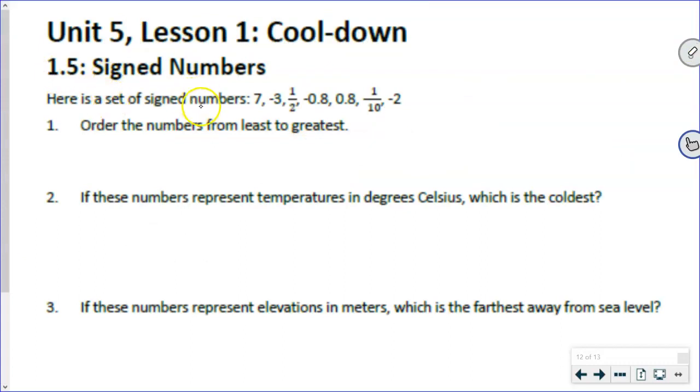Here is a set of signed numbers: 7, negative 3, 1 half, negative 0.8, 0.8. This number doesn't look clear on my screen, but on your paper it printed more clearly, and that's a negative 1/10, right? Yeah, doesn't print clearly on the screen. And negative 2. So I want you to sort those numbers from least to greatest. Please do this independently. You did the rest of the activity with your group, but now it's time to test out your own knowledge. Do that independently.